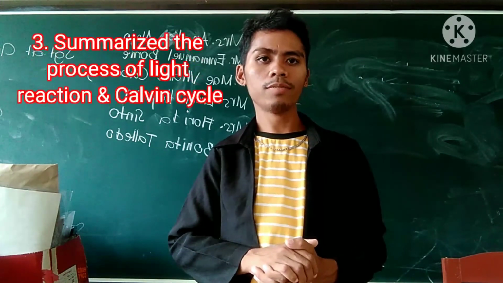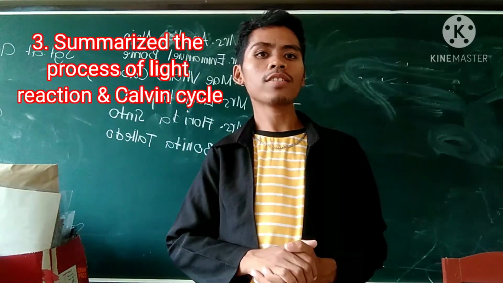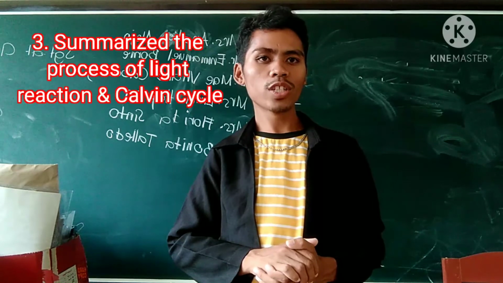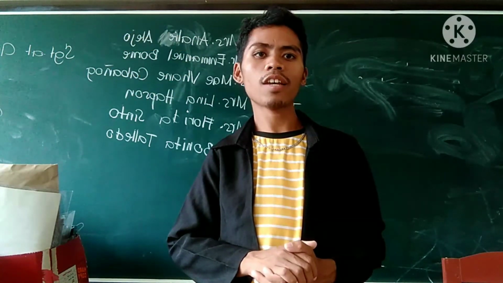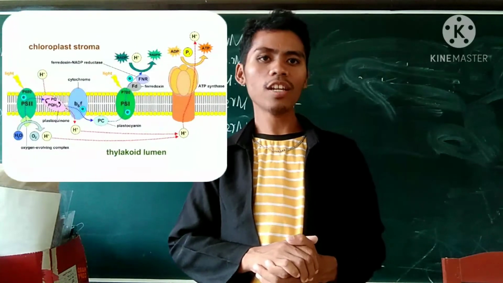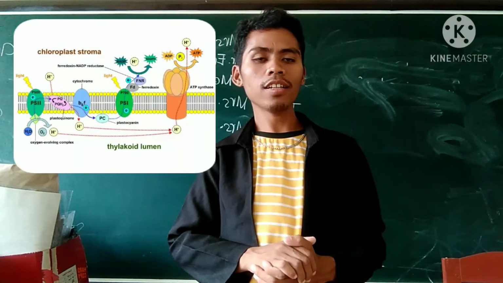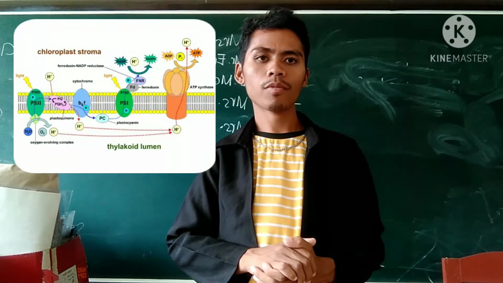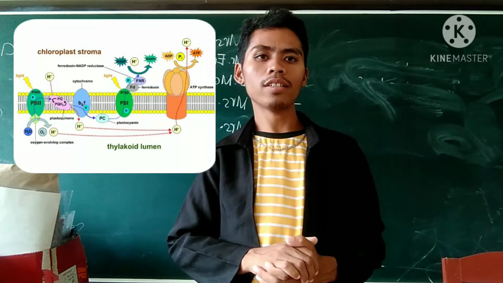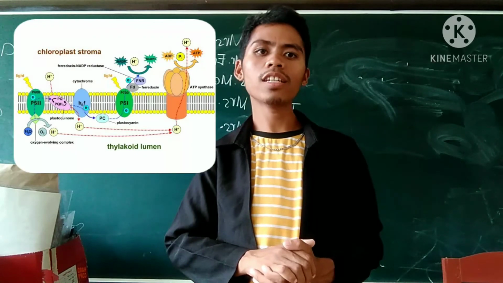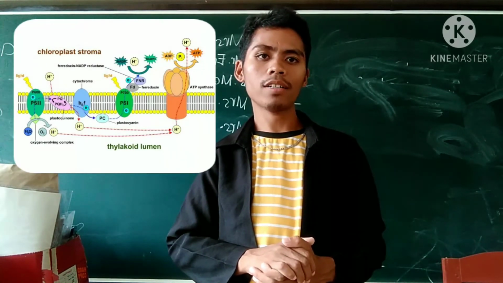Question number 3. Summarize the process of light reactions and the Calvin cycle in photosynthesis. The light-dependent reaction takes place in the thylakoid membranes. The inside of the thylakoid membrane is called the lumen, and outside the thylakoid membrane is the stroma.